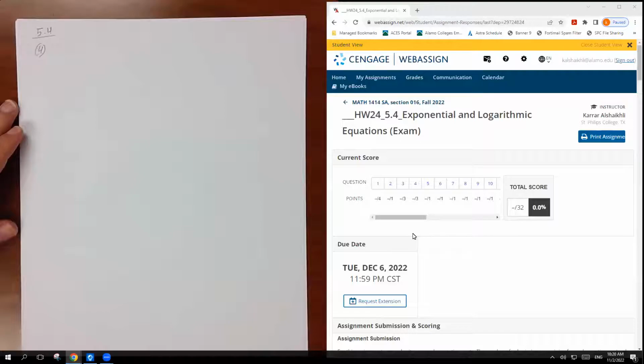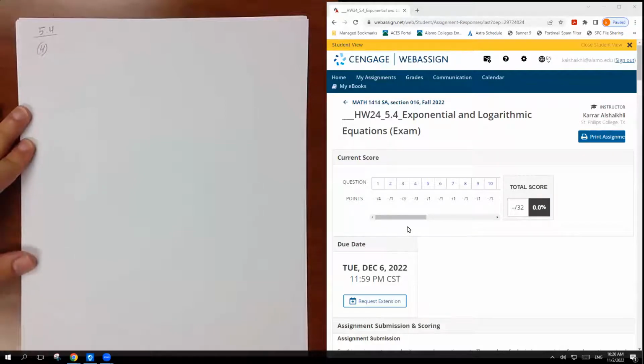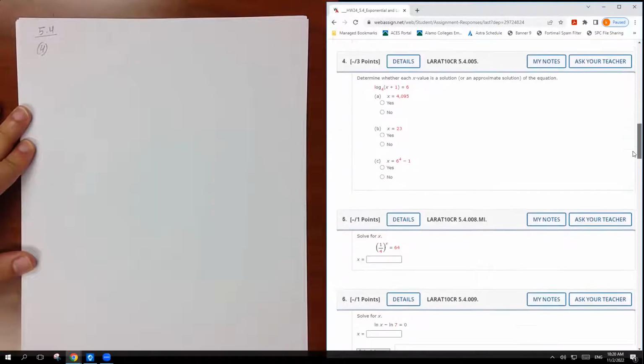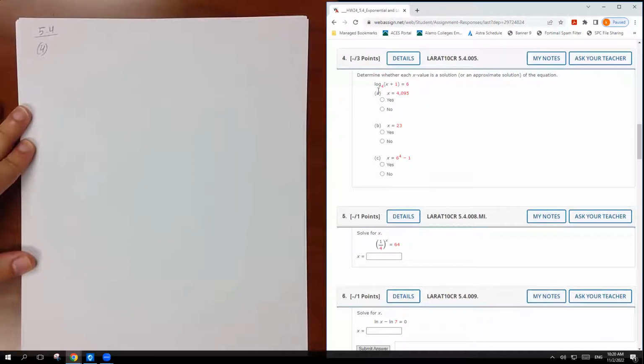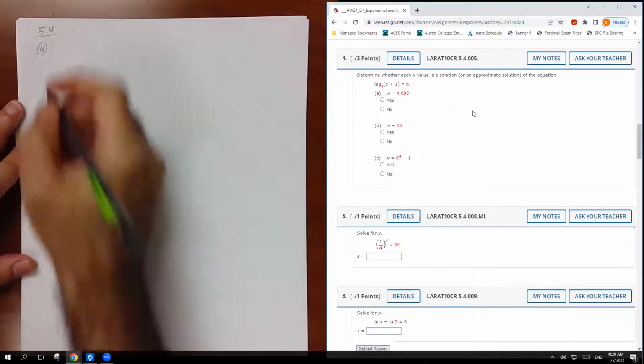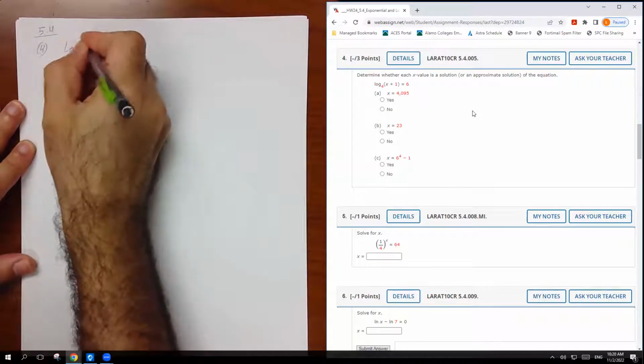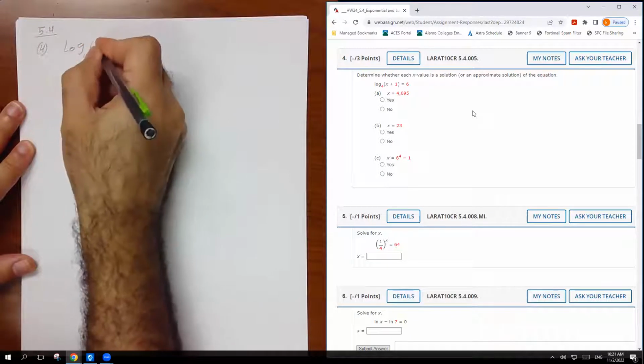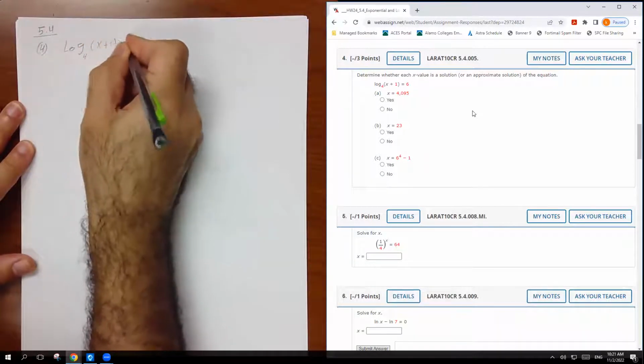So let's start with section 5.4, exponential and logarithmic equations. I'm going to jump to example 4. In example 4, they ask you to find the x value: log to the base 4 of (x plus 1) equals 6.